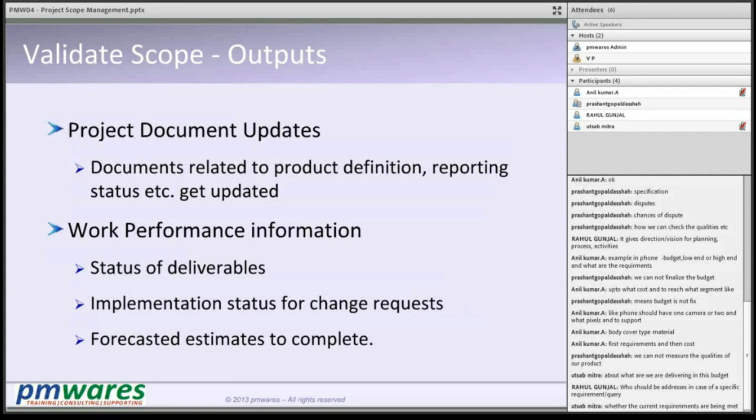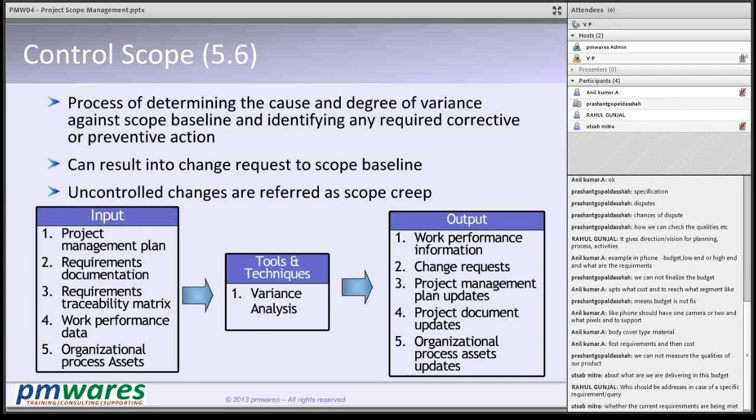The next step is controlling the scope. Controlling the scope is whatever the scope we defined in our project scope, we try to see are we going as per our plan or not.